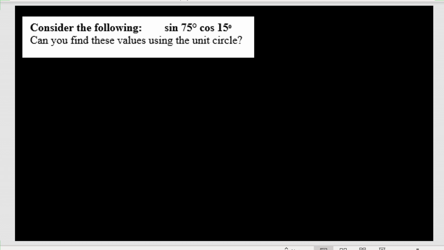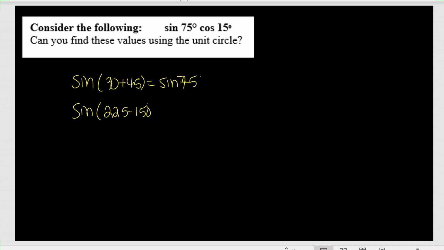Those values are not given angles on the unit circle. However, we could add two different angles like 30 and 45 to equal sine of 75 degrees. Like, we can do that, right? We could also find two angles to subtract, which would be, let's say, 225 minus 150. That could also equal sine of 75 degrees.